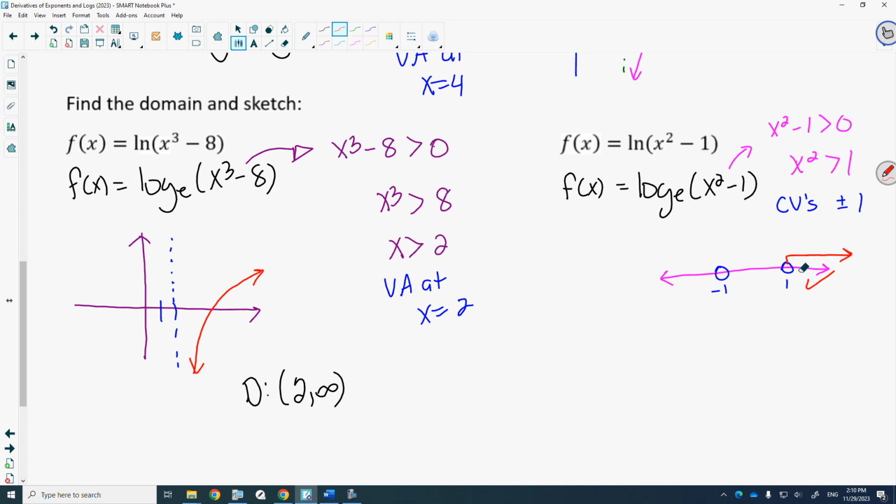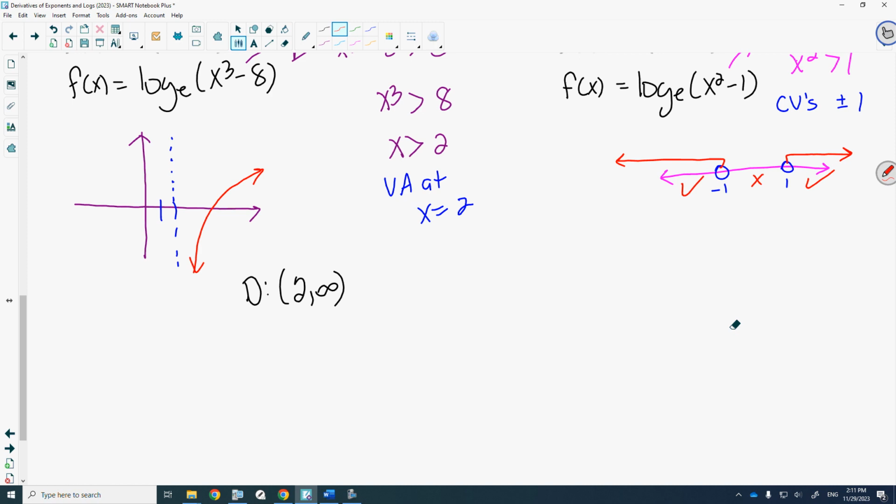So that means this is going to be a solution. If I pick a number between -1 and 1, I'll test 0. Is 0 greater than 1? Is that true or false? False. Okay, so that means there's no solution within here. Let's pick -2. -2 squared would be 4. Is this a true or false statement? It would be true. So it means that this is my solution. What that means is the graph would look like this.